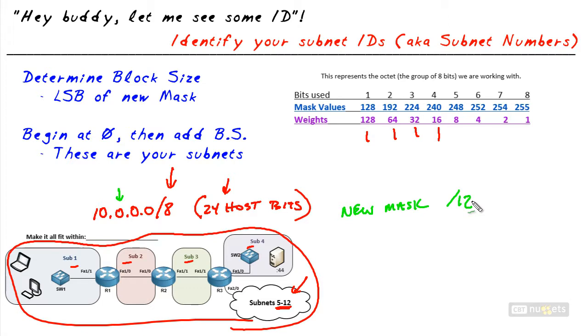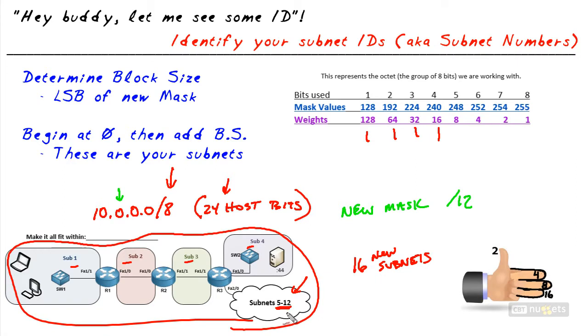And now, my friends, it's time to identify what the actual subnet IDs are going to be for those new subnets. Now, by stealing 4 bits, we actually are going to have a possibility of 16 new subnets. So we're going to have 4 left over that we're not using because we only need to go up to 12. And that's perfectly fine. But what exactly are those subnets?